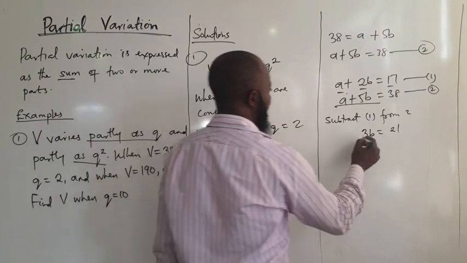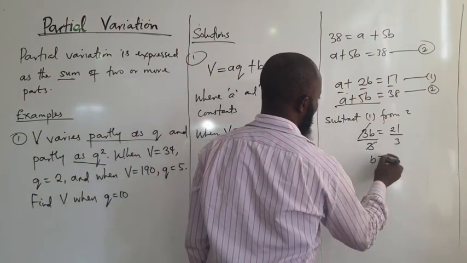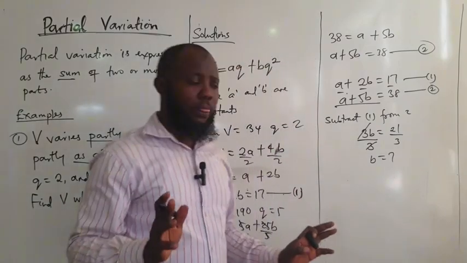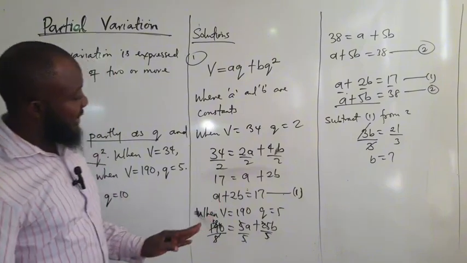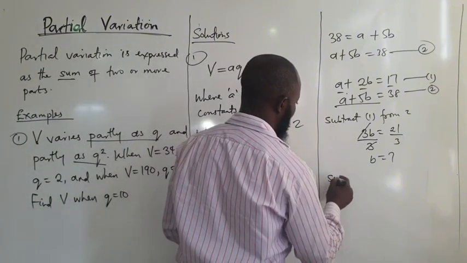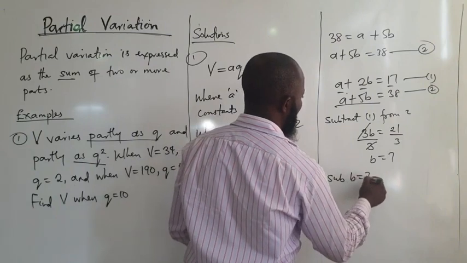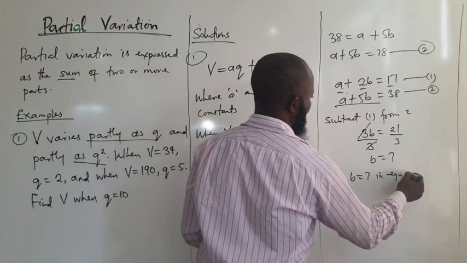Good. So divide both sides by 3. 3 cancels 3, then b equals 7. Simple. So we have found one of the constants, so it remains the other constant, which is a. We just substitute b equals 7 in any equation. Let's pick equation 1.